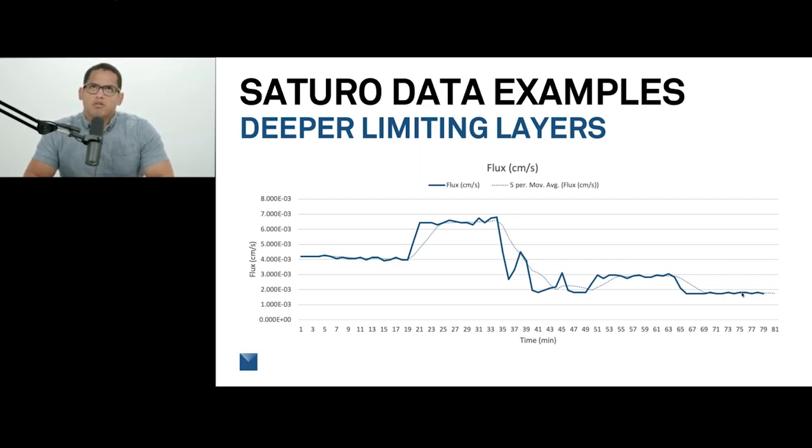This is something we've seen happen on a few occasions, where initially we're infiltrating into one of the surface layers, and then all of a sudden we hit a more limiting layer deeper in the profile as the wetting front is making its way through the soil. And that's what's happening. That's what we're measuring here. So this is not an uncommon occurrence.